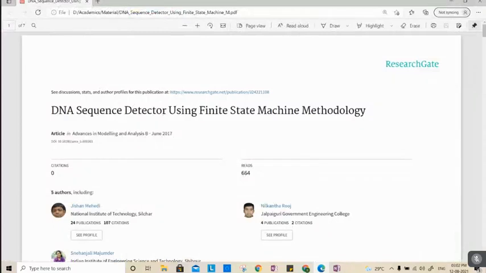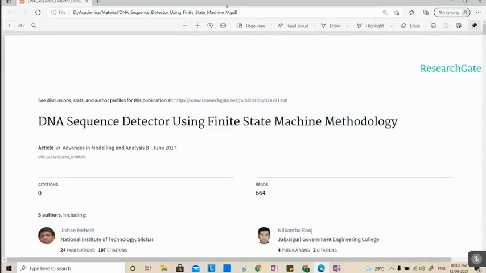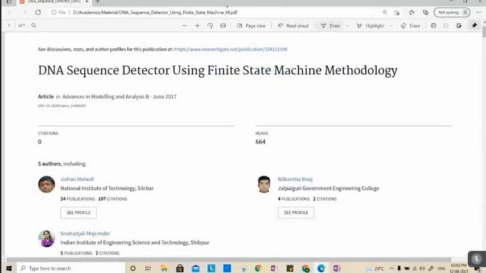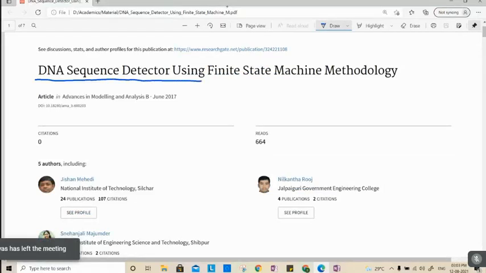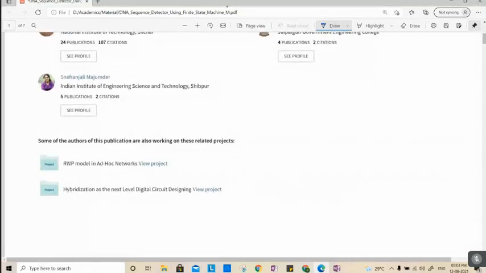Now, what is this? Can you say this? Is this visible for you? Yes, sir. Can someone read this? DNA sequence detector using finite state machines methodology. So DNA sequence detector using FSM state machines. Sequence detection using finite state machines.